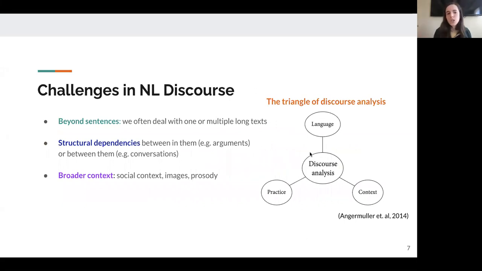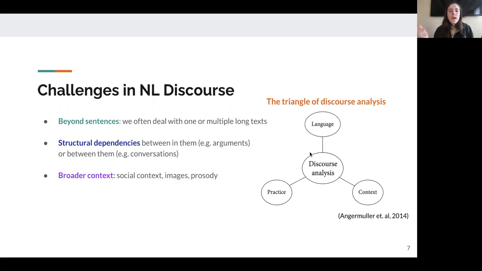And why is this? When we talk about discourse in linguistics, we usually mean dealing with one or more snippets of text, right? So we are not looking at just words in isolation. We're not looking just at sentences in isolation. We're looking at maybe pairs, triples, paragraphs, documents. So there are tons of different language units that flow together to convey meaning. There are structural dependencies between them.